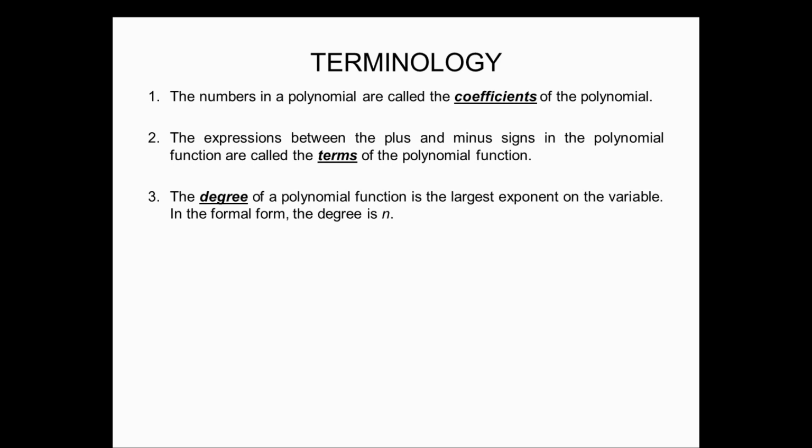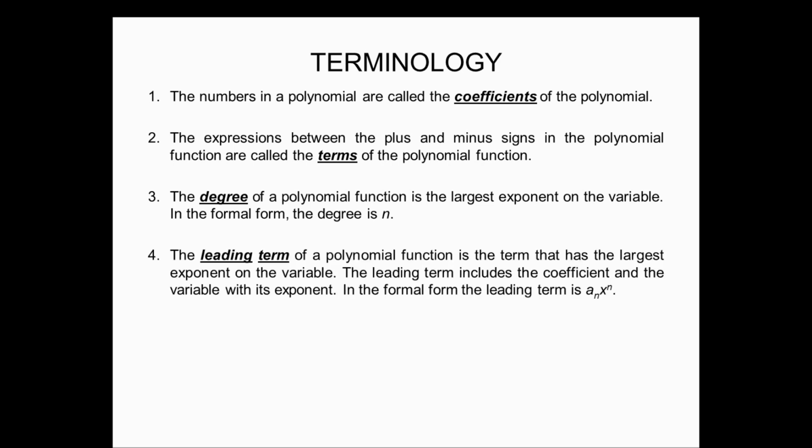It involved nothing but multiplication and or division. It was the stuff between plus and minus signs. Number 3, the degree of a polynomial function is the largest exponent on the variable. In the formal form, the degree is n. Just like we use m for slope, we use n for degree. Number 4, the leading term of a polynomial function is the term that has the largest exponent on the variable. The leading term includes the coefficient and the variable with its exponent. In the formal form, the leading term is a sub n x to the n. Notice if we write it in correct order, it's also the very first term.